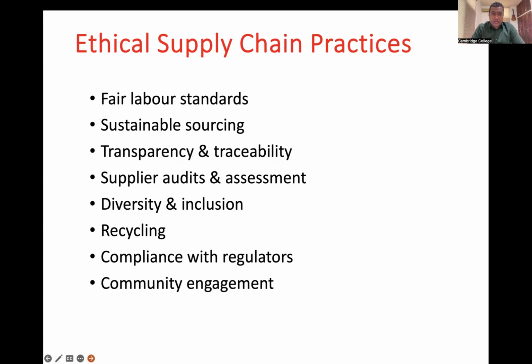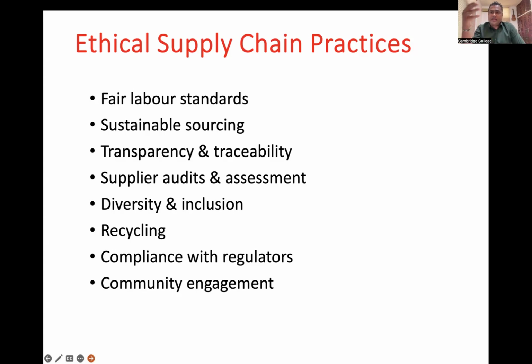Sustainable sourcing, fair labor standards, transparency and traceability. Transparency and traceability, very, very important. Traceability of your suppliers.